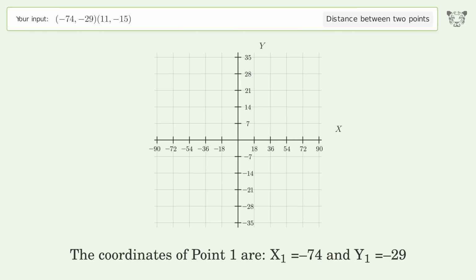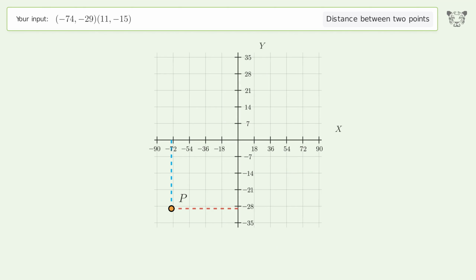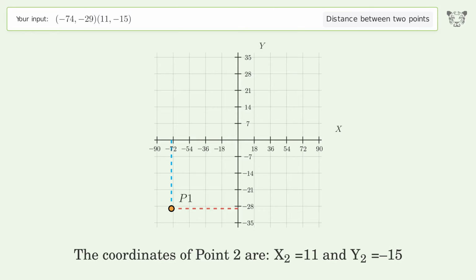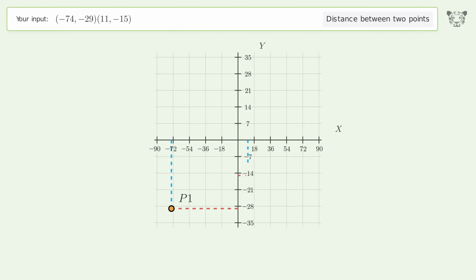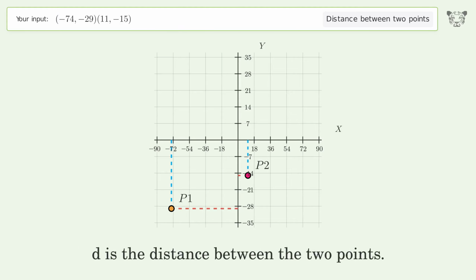The coordinates of point 1 are x1 equals -74 and y1 equals -29. The coordinates of point 2 are x2 equals 11 and y2 equals -15. D is the distance between the 2 points.